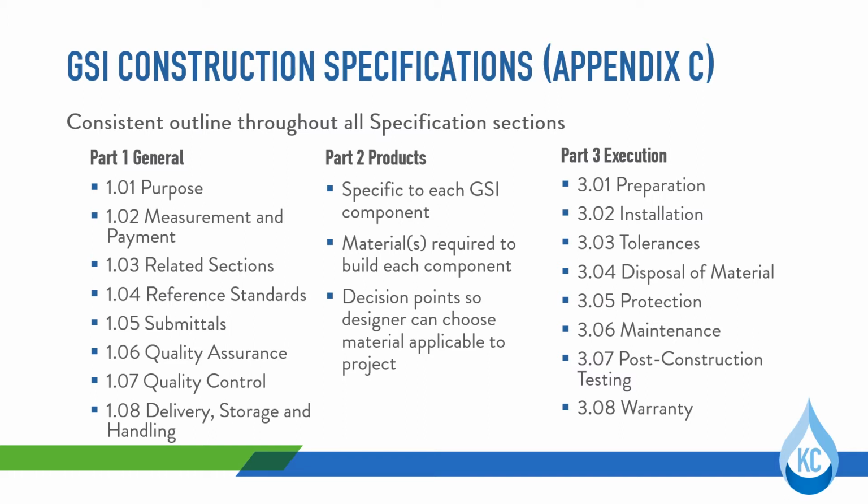Because Part 2 is component/material specific, standard numbering was not used. Instead, each subpart is set up by individual product or materials needed to build that component. When reviewing and editing the specification, decision points are used to select each material that is applicable to the project's component. So for instance, if your project uses sand and compost, but it does not use clean aggregate, the designer can then use decision points to remove non-applicable parts of that spec.